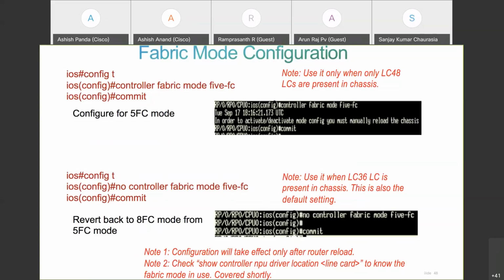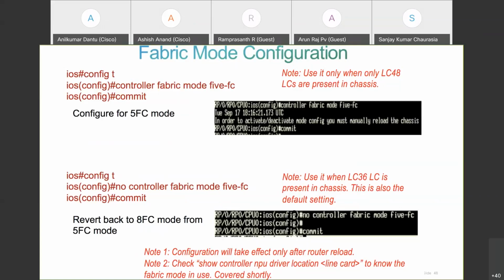So, Anil, does it mean if a customer is buying this box and is going with the 5 fabric cards, do we need to by force make this mode to 5 FC or it should work with the default? No, customer has bought with how many fabric cards? See, he has got the highest model and he has bought only 5 fabric cards which he wants to use. Okay. So does the customer need to make this change?